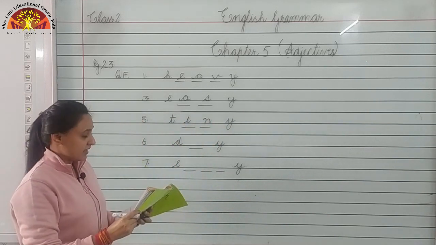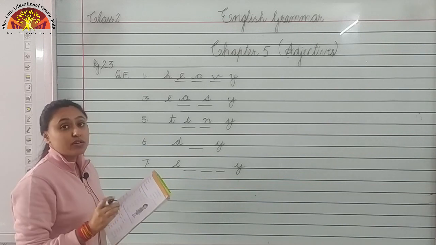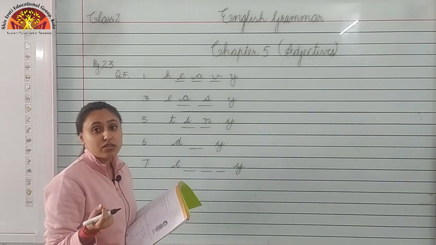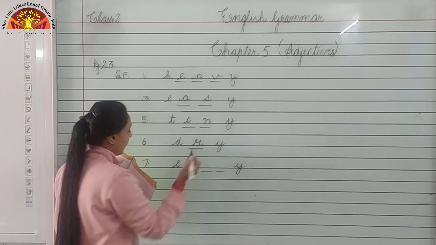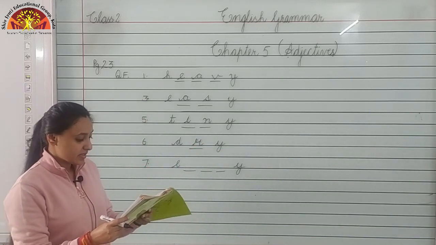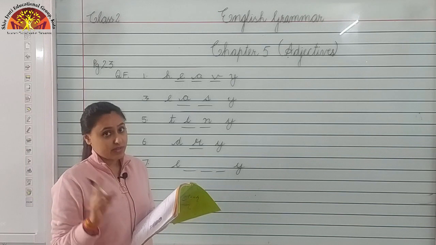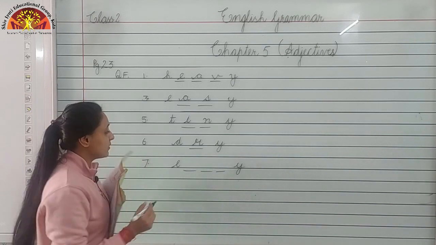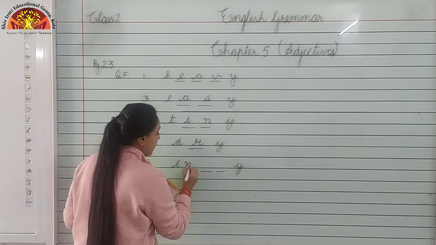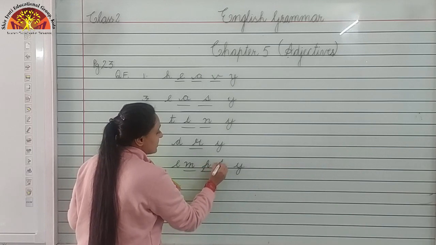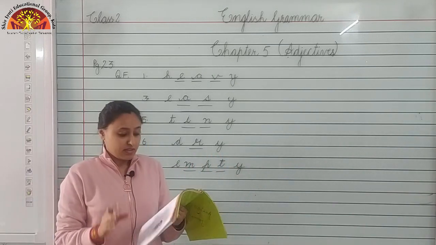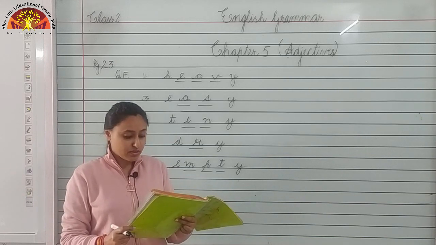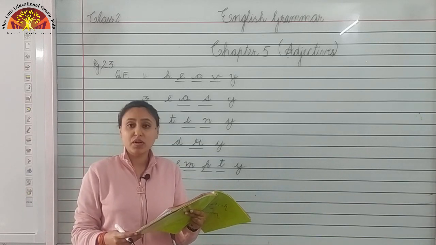T-I-N-Y, tiny. Now look at number 6, not wet. Things which is not wet, it is dry. D-R-Y, dry. Now look at number 7, opposite of full. We have seen it in example. Opposite of full is empty. E-M-P-T-Y, empty. So children, it is over here.